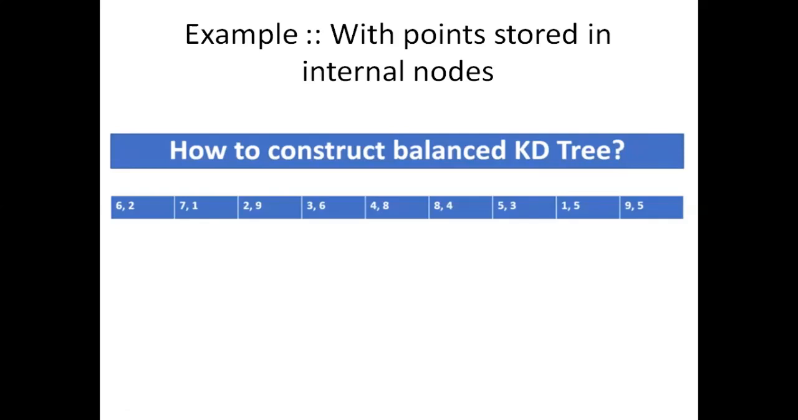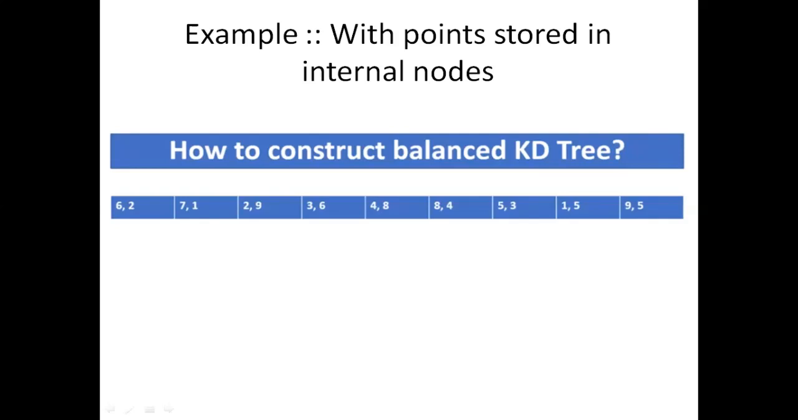Now the remaining procedure for construction of the KD tree is going to be the same. So what we do is we partition the space on the basis of one of the coordinates. Let us first partition the space on the basis of the x coordinate, followed by y coordinate, again x, y. In the same way we will continue until we reach single points.